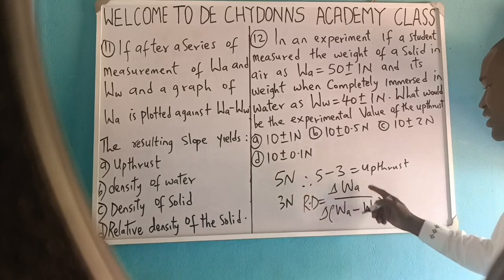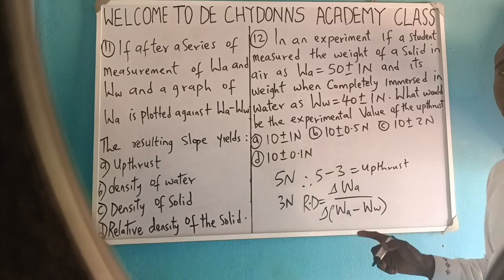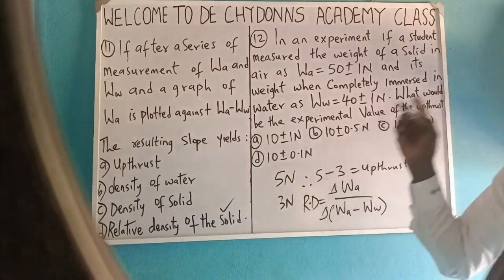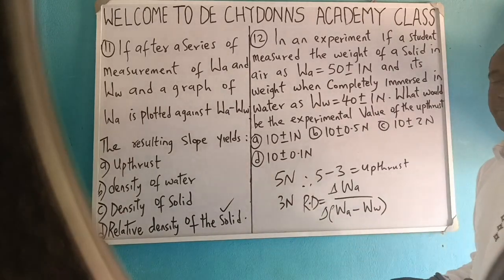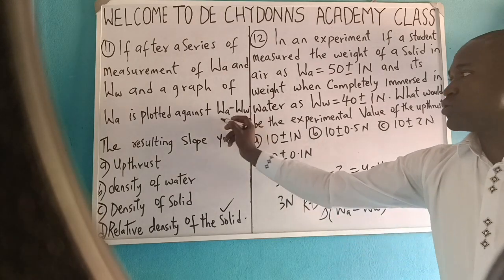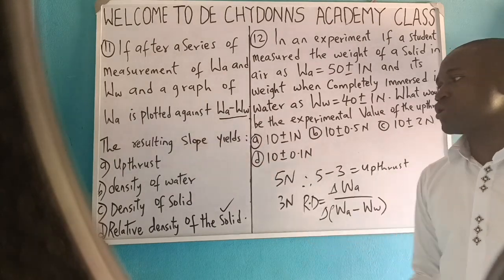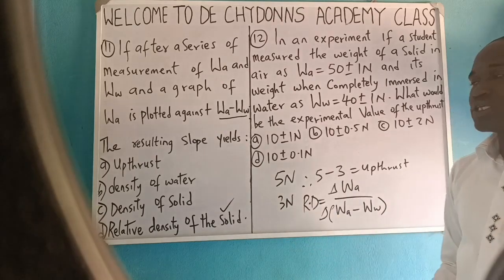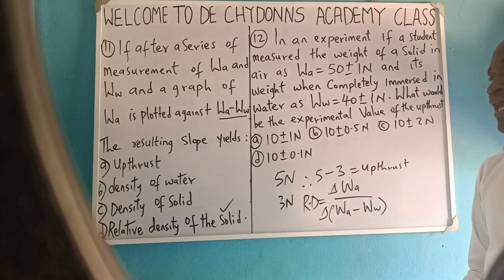Relative density, because this is the formula for getting relative density of a substance. And so we say it is option D. That is the answer. Not upthrust. Only this one will be giving you the upthrust. Not density of water, no. And not density of solid. Yes, it's not like that.